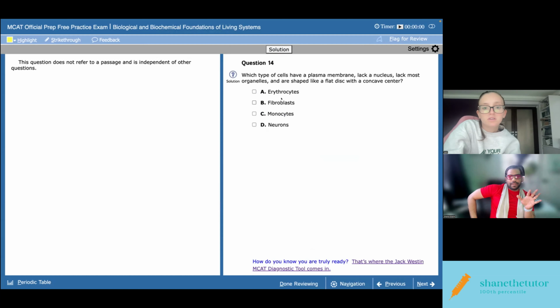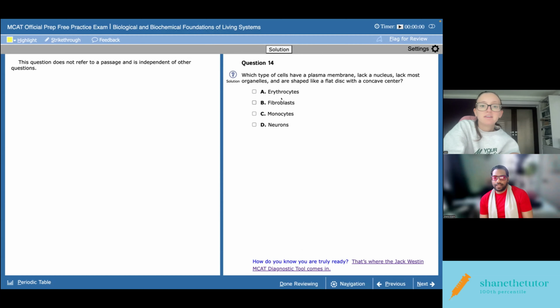What do you imagine? So a shape is like a flat disc with a concave center. What does that mean, concave center? So like it goes in. We spoke about that in physics last time, convex and concave. Etymology is also really cool, because cave, cavity, they're like holes. So I was thinking mono would probably have a singular function and maybe lacks certain organelles. What type looks like that flat disc with a concave center?